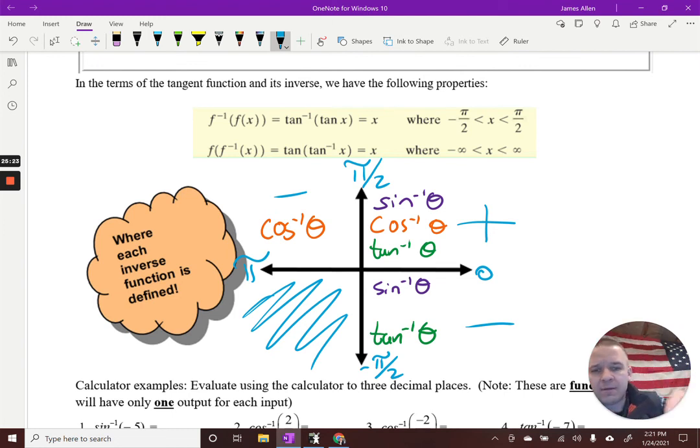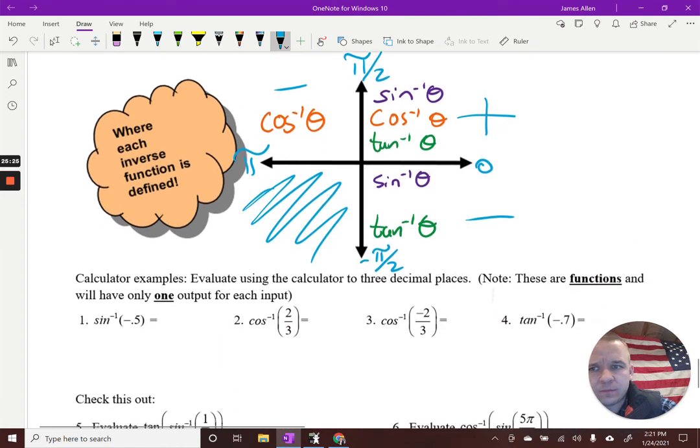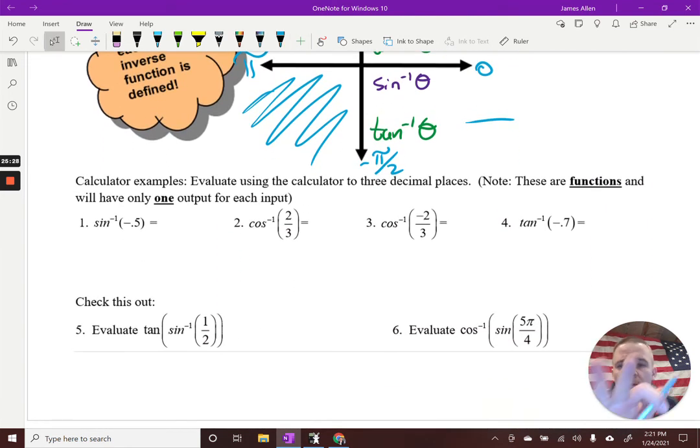Okay, all righty. Let's keep rolling here. A couple more examples. Evaluate using a calculator to 3 decimal places.